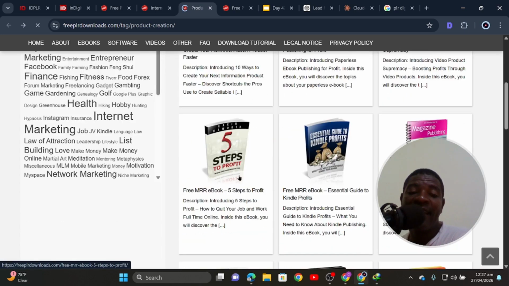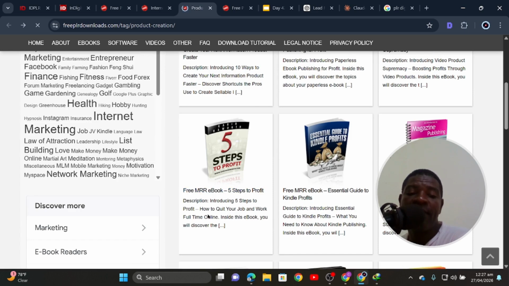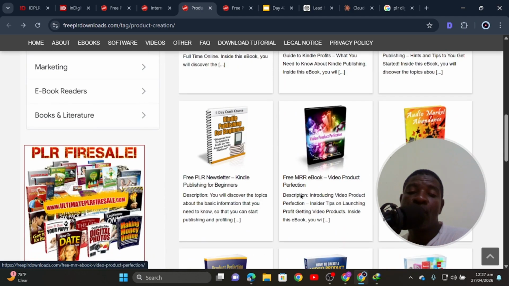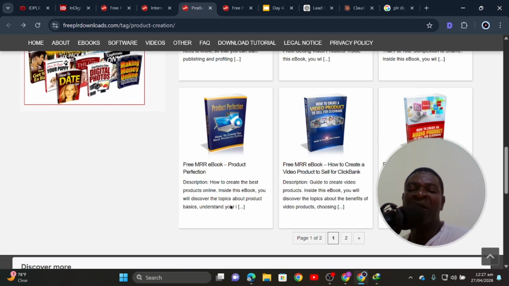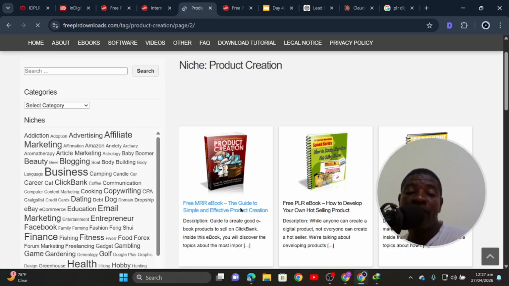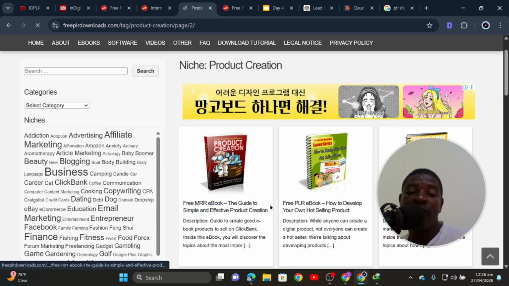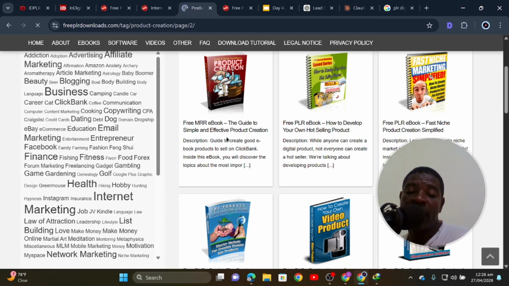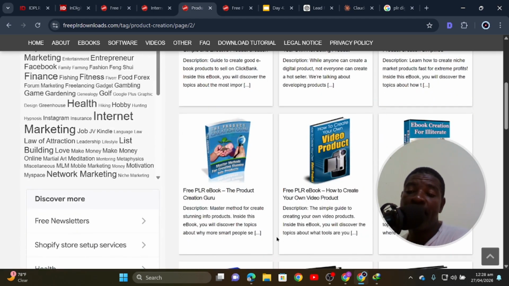Now when it comes to product creation, there are other books. 5 Steps to Profit, Essential Guide to Kindle. No. Okay, so product perfection. You can go ahead and check the other pages if there are other pages. Product creation, the guide to simple and effective product creation. Something like this is also very good for my target audience. It's all about product creation, how to do this, and without a sweat.